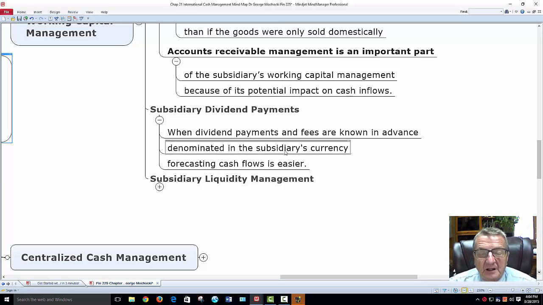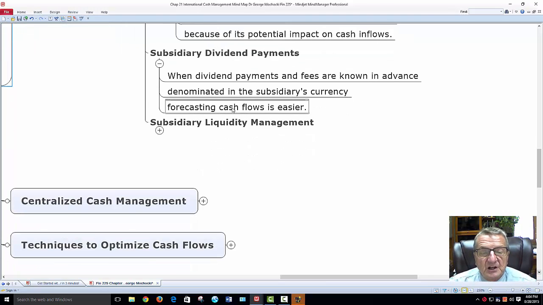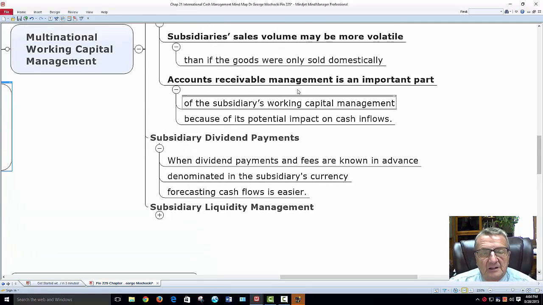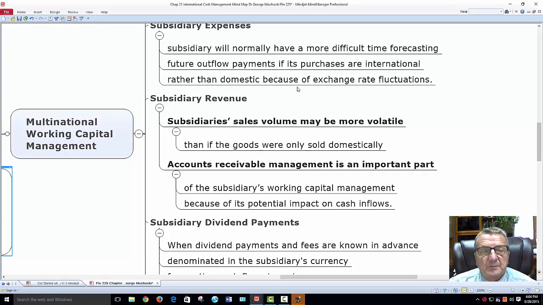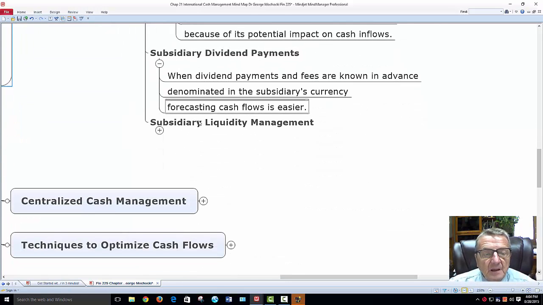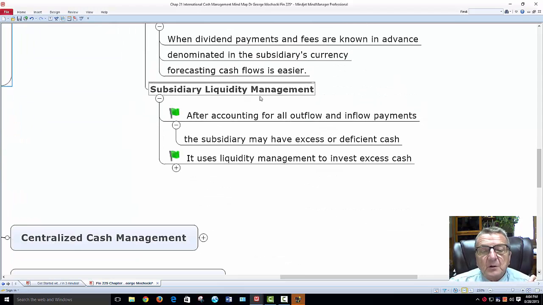Okay, when currencies are denominated, forecasting cash flows is easier. So the subsidiary could forecast that a little better than it could with the one earlier, when I was talking about the expenses. Okay, and now subsidiary liquidity management. After accounting for all the outflows, bills and everything else, and inflow payments, the subsidiary may have an excess or deficient cash balance, for lack of better words, at the end.